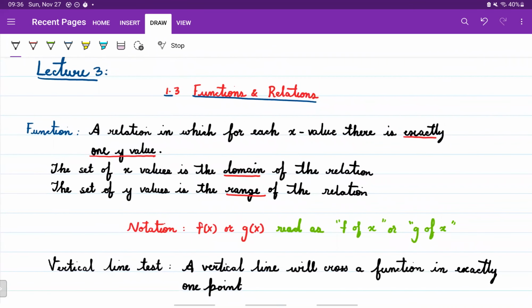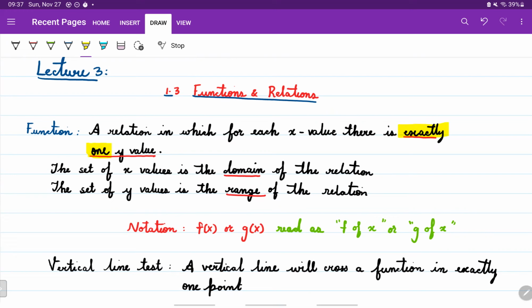Welcome to Lecture 3. In this video, we will talk about functions and relations. A function is a relation in which for each x value, there is exactly one y value. The key word here is exactly one.